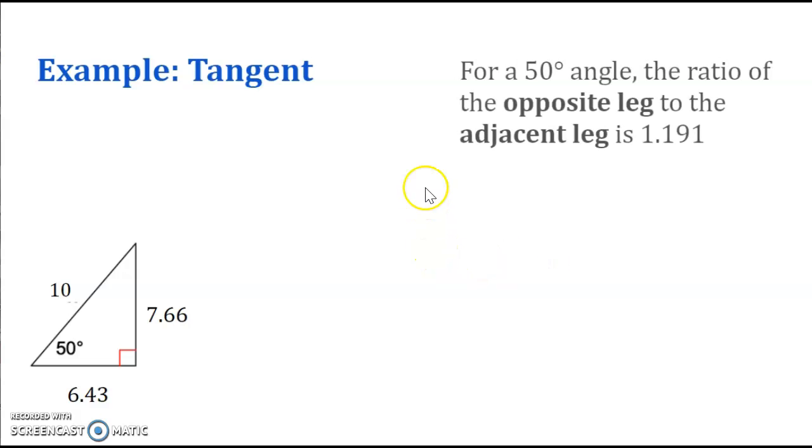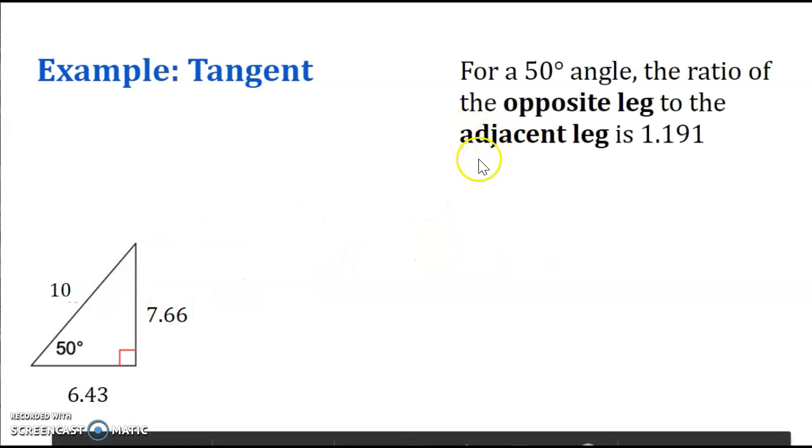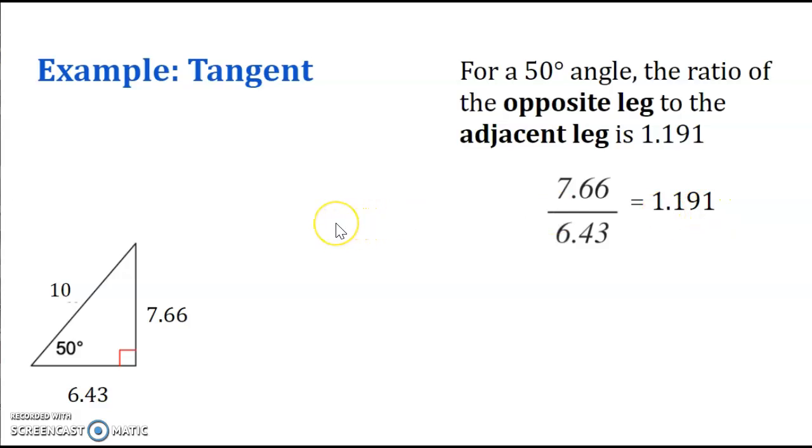What about tangent? Tangent is opposite over adjacent. So tangent of 50 is the length of the opposite side divided by the length of the adjacent side. That's 7.66 divided by 6.43, which is equal to 1.191. If you use the calculator, that's the value it will give you. If I enter tangent 50 on my calculator, you should get 1.191.